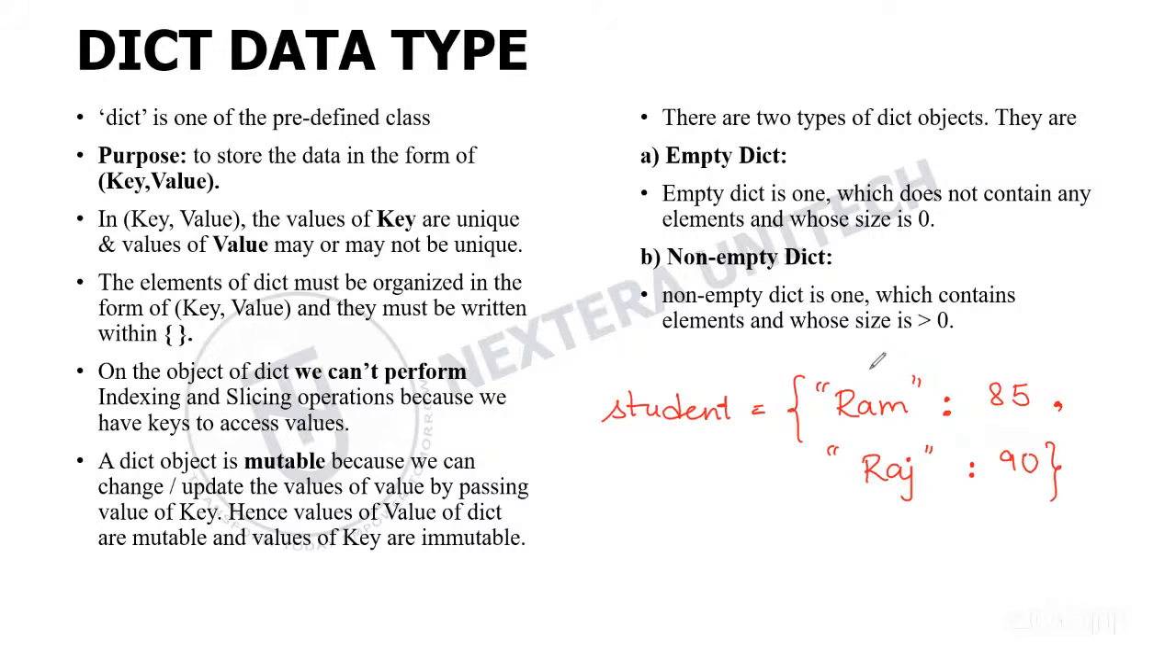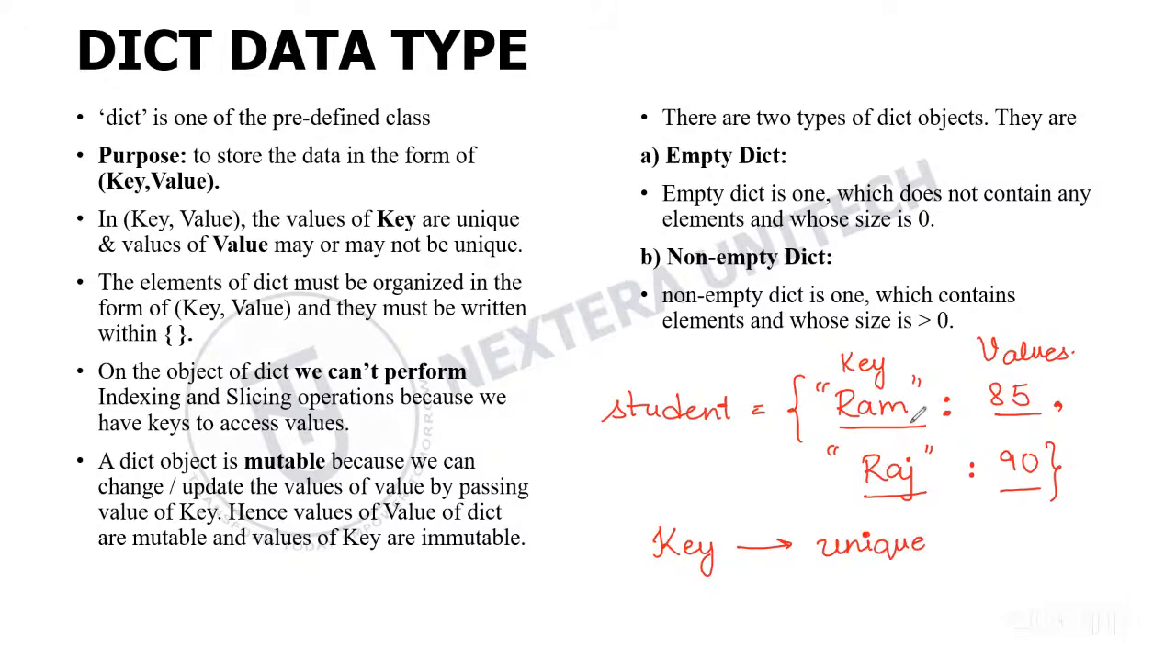So if you see here, these values Ram and Raj are called keys. And here 85 and 90 are called values. So for this key, this is the value. For the key Ram, the value is 85, and for the key Raj, the value is 90. And the main thing here is that the keys should and must be unique.